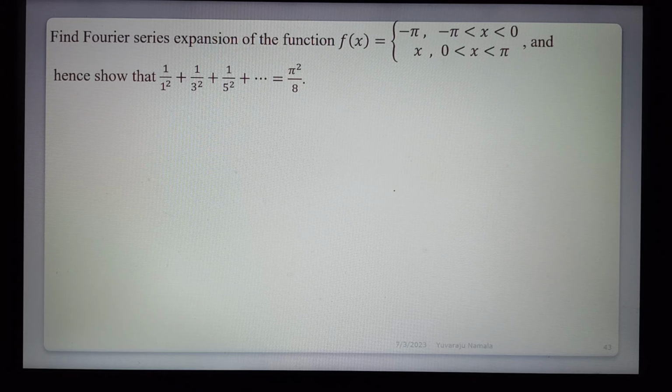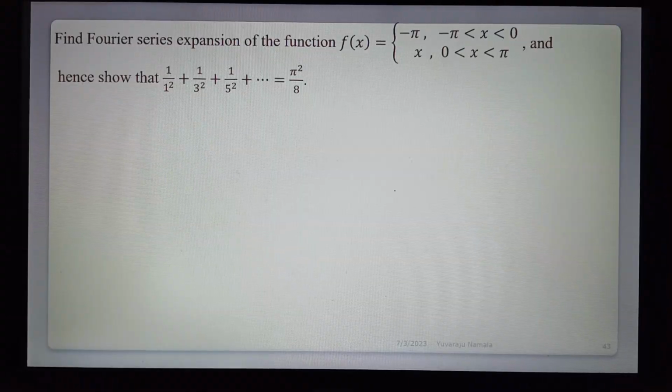So next one. Okay, find the Fourier series expansion of the function f of x equal to minus 5 in the interval minus 5 to 0 and x in 0 to 5, and hence show that 1 by 1 square plus 1 by 3 square plus 1 by 5 square and so on equals π square by 8. This is also a very important question.